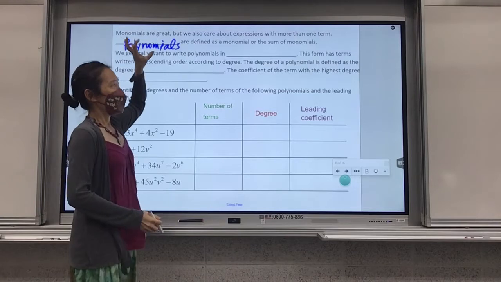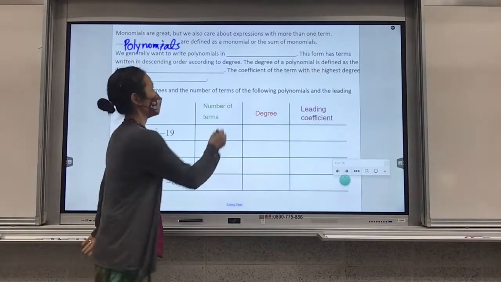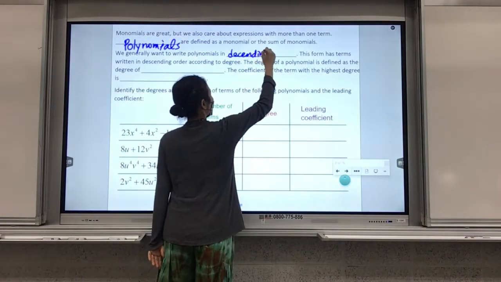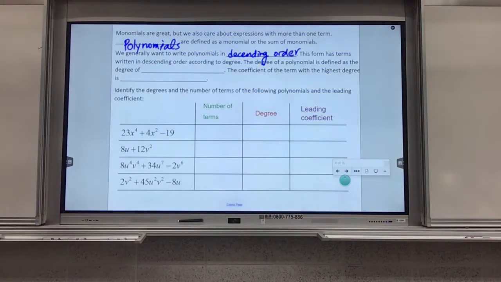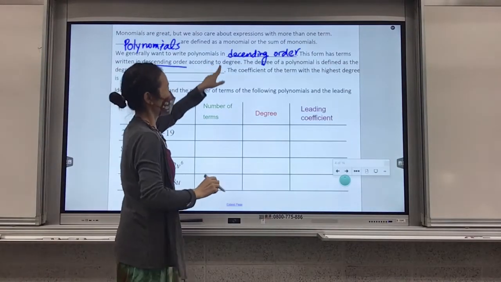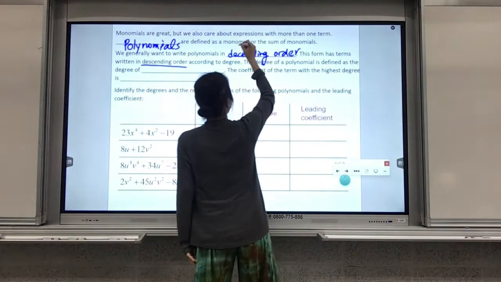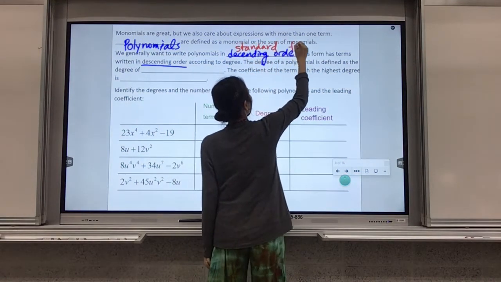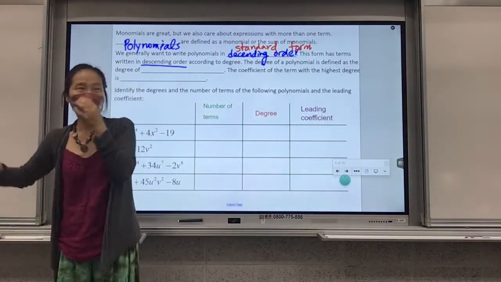You want to order it from the highest degree to the lowest degree. So we're going to write it in descending order. Okay? Oh, sorry, we want to write it in the standard form. That's what I want to say. When the polynomial is written in the standard form, it will be in descending order.